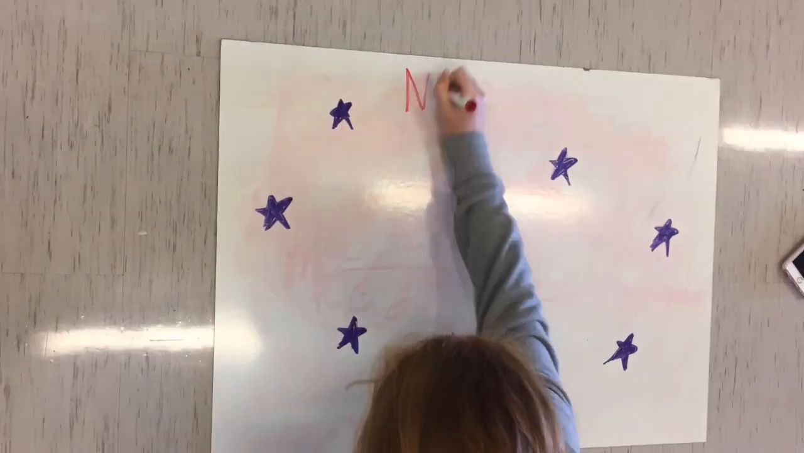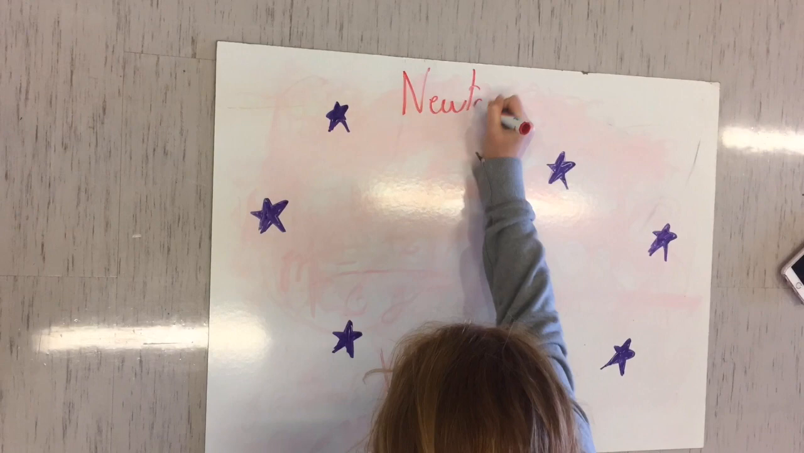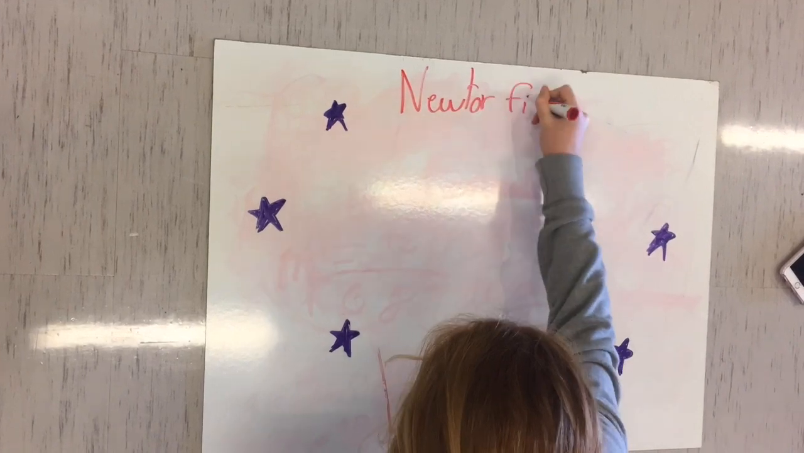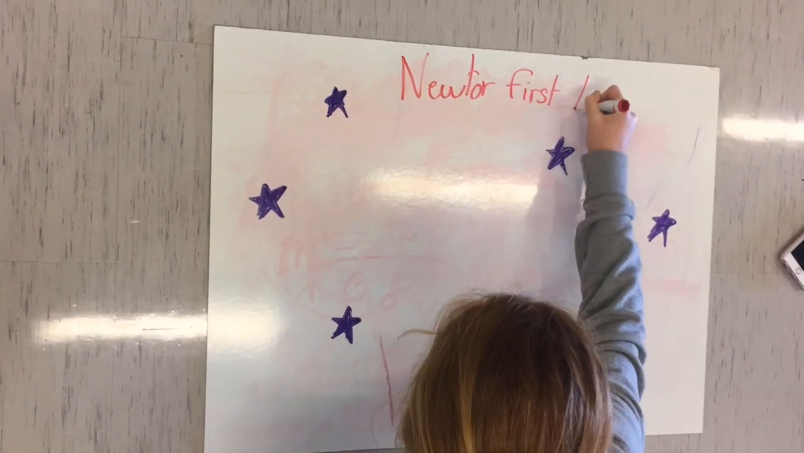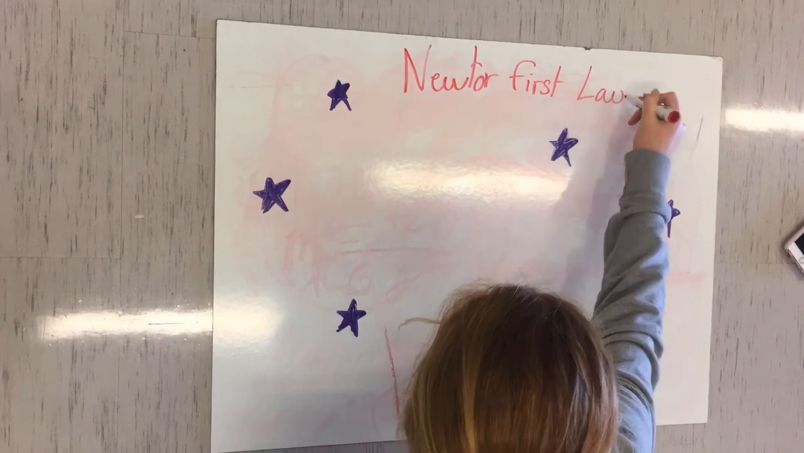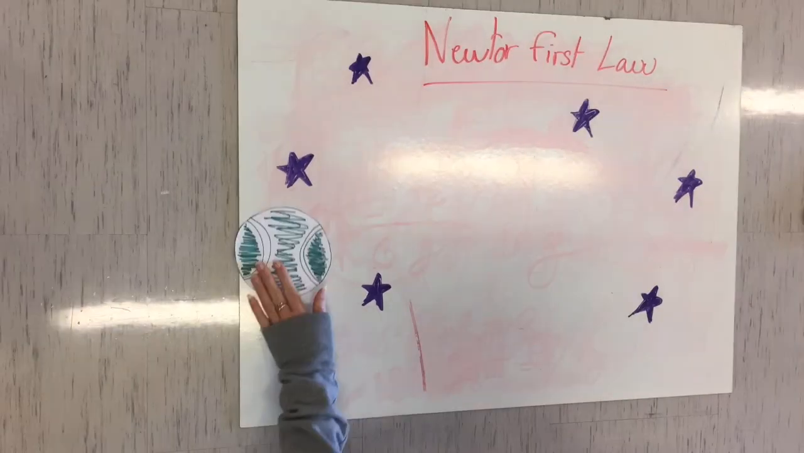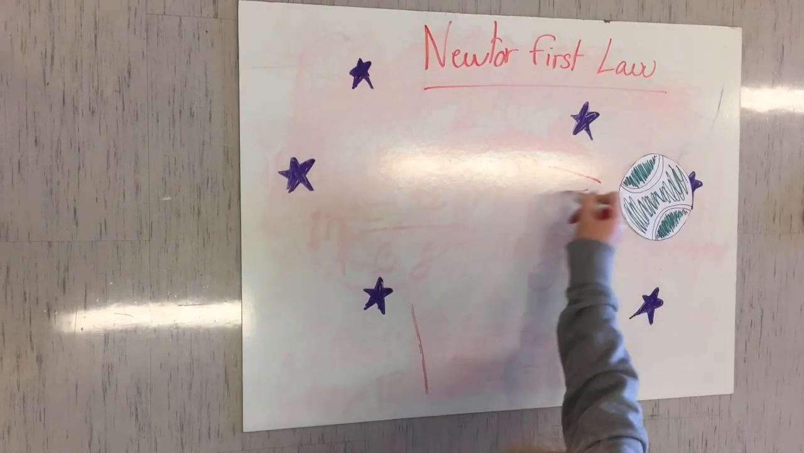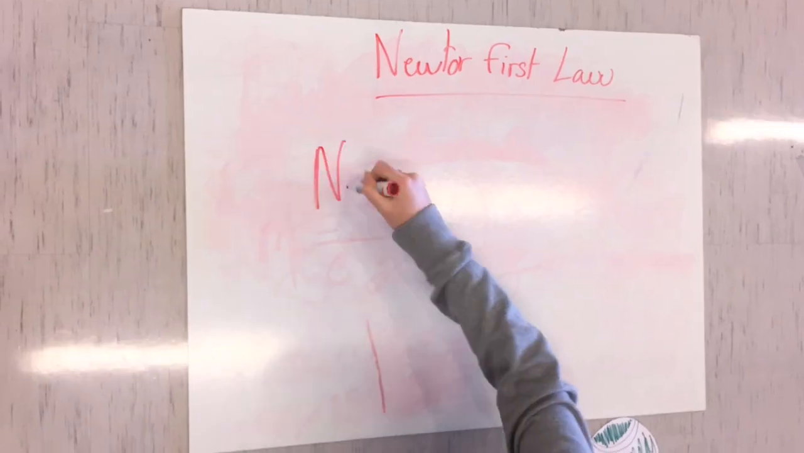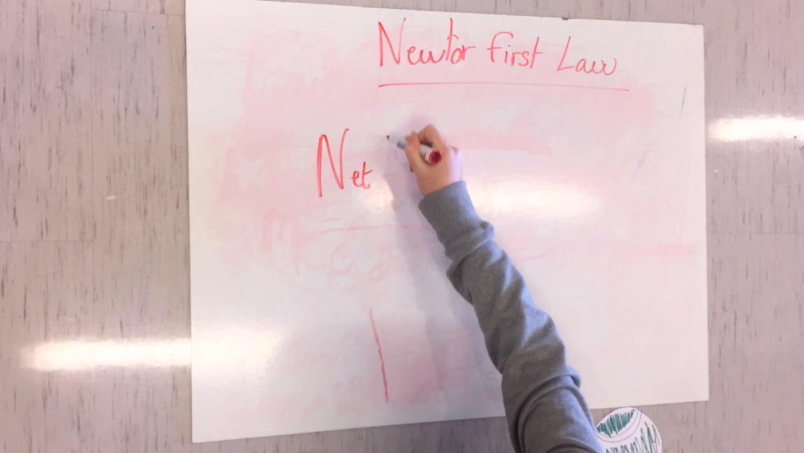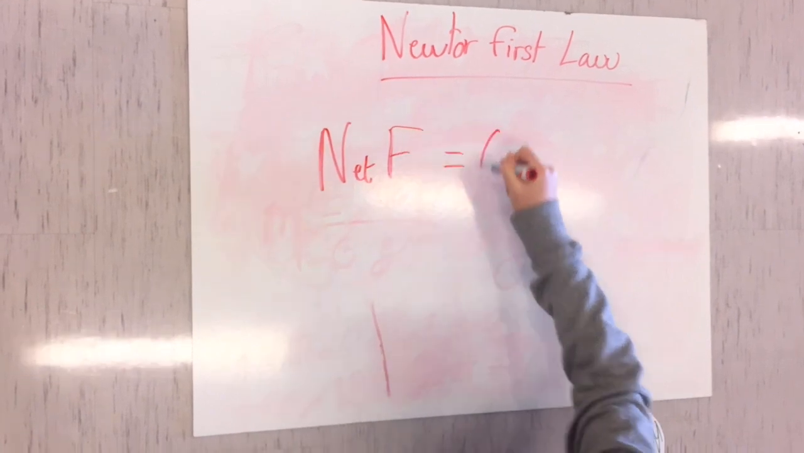Now we're going to talk about Newton's first law. That states that if an object is at rest, it will stay at rest, and if an object is in motion, it will stay in motion with the same speed in the same direction unless acted upon by an unbalanced force. For example, if a ball is kicked into space, it will keep going because there is no air resistance. Therefore, the net force is zero.